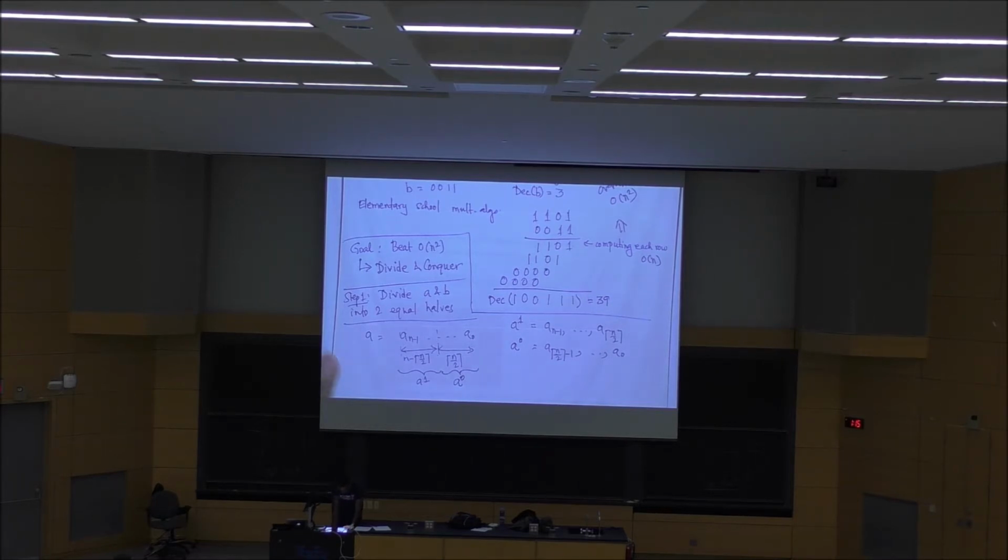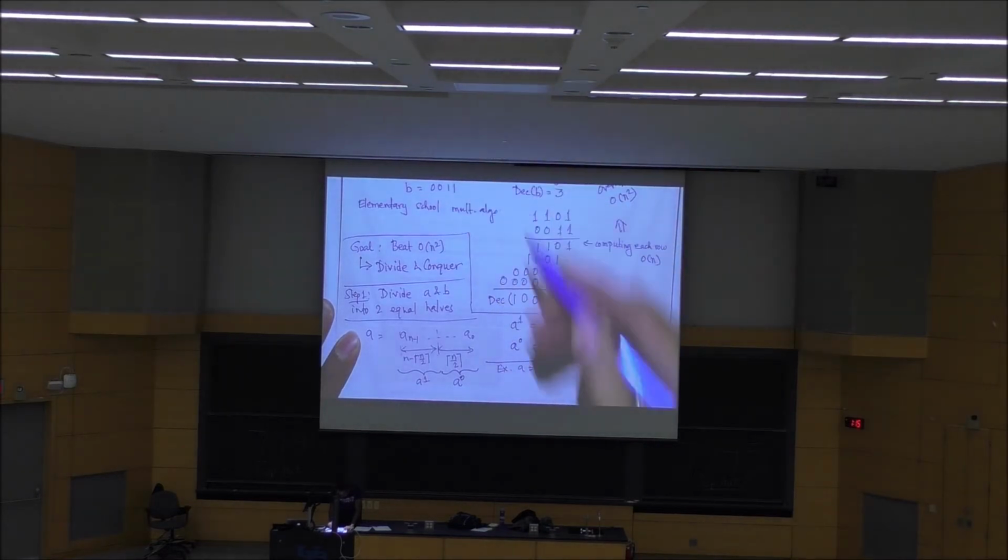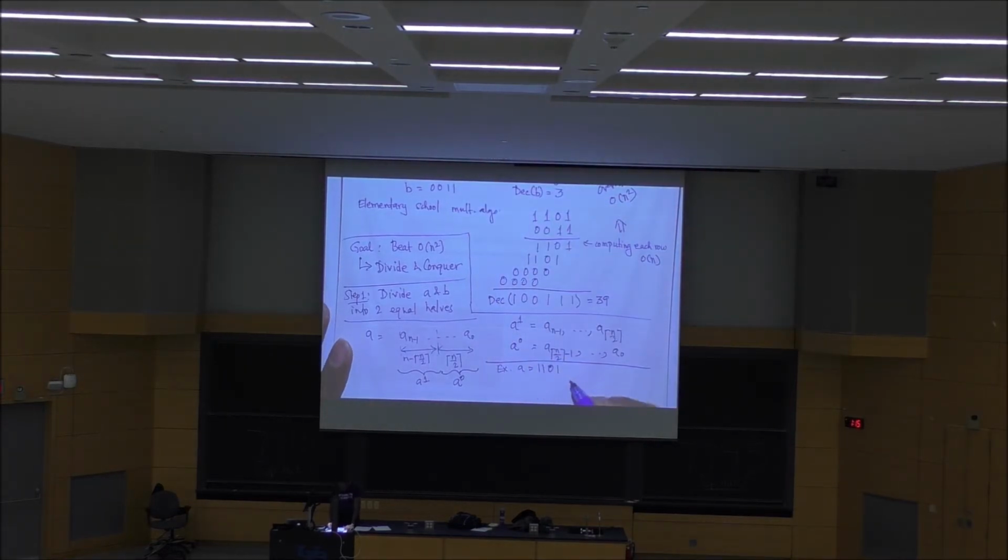So let's go back to our earlier example. A was 1101, and so in this case, A1 would be the first 2 bits. N is 4, so n over 2 is 2, and A superscript 0 is 01. The decimal equivalent of A1 is 3, and the decimal equivalent of A0 is 1.